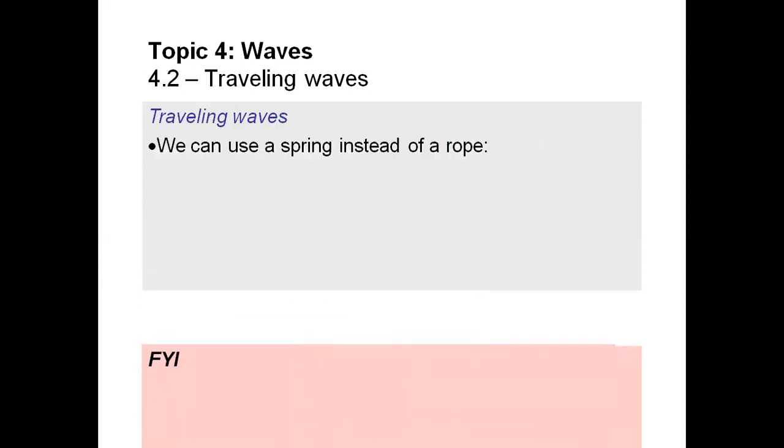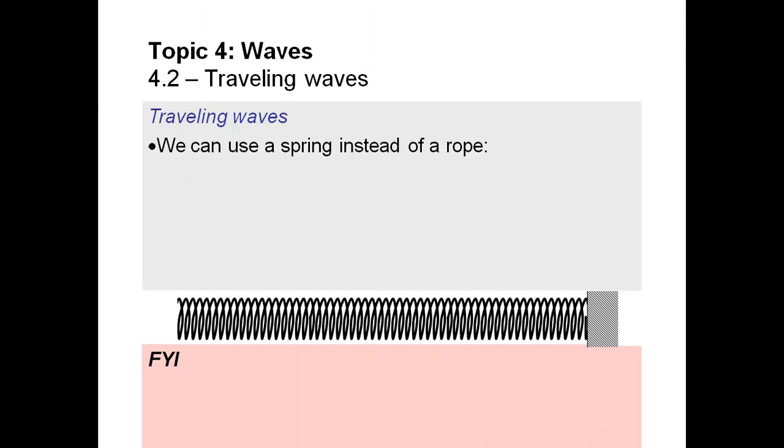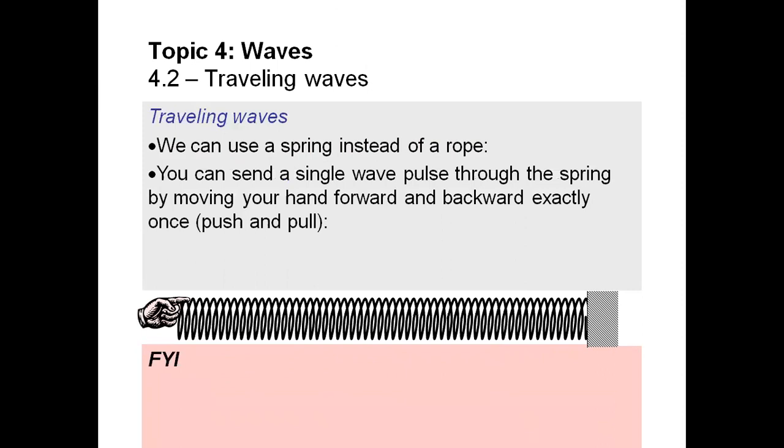We can use a spring instead of a rope. We can use a spring, rope, string, any taut material, and it's going to do the same thing. If we use a spring, you can send a single wave pulse through the spring by moving your hand forward and backward exactly once. In the previous example, we moved our hand up and down, but now we will move forward and backward. So it will be a different type of wave. Let's see how the wave is going to be.